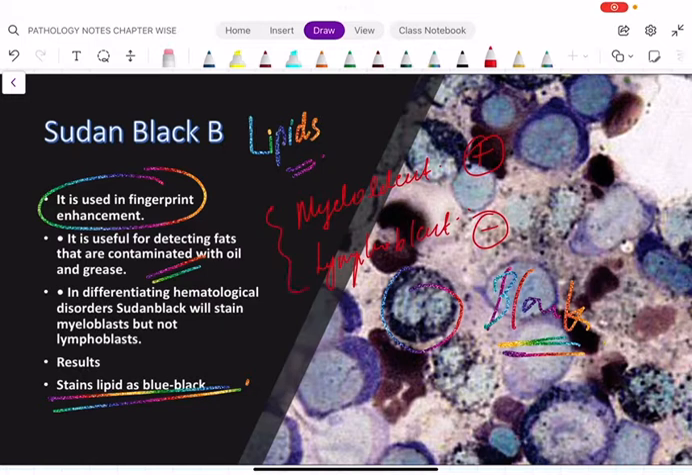This is very important, children, because in hematology, again I will be telling this point, how will you differentiate between myeloblast and lymphoblast. It is also an OSPE question for your university exam. Name the stain which helps in differentiating myeloblast and lymphoblast. The answer is Sudan black B.